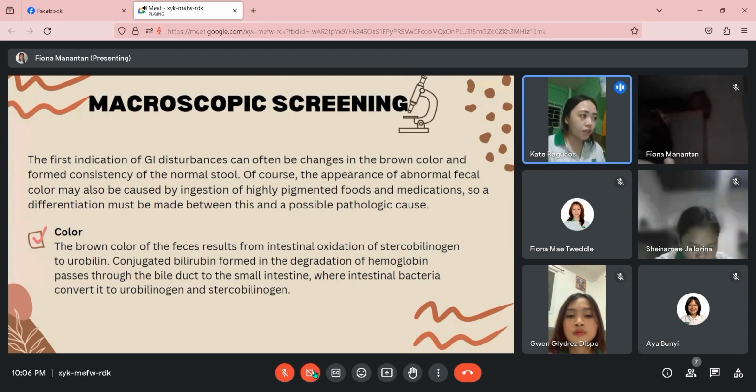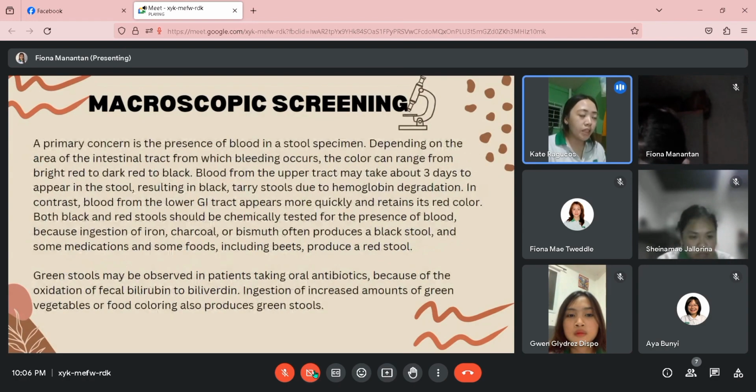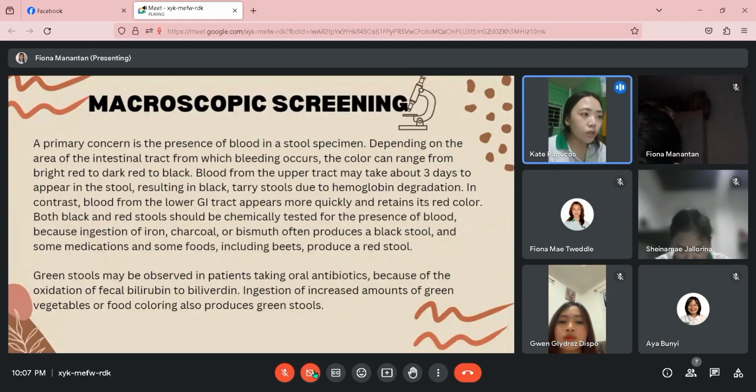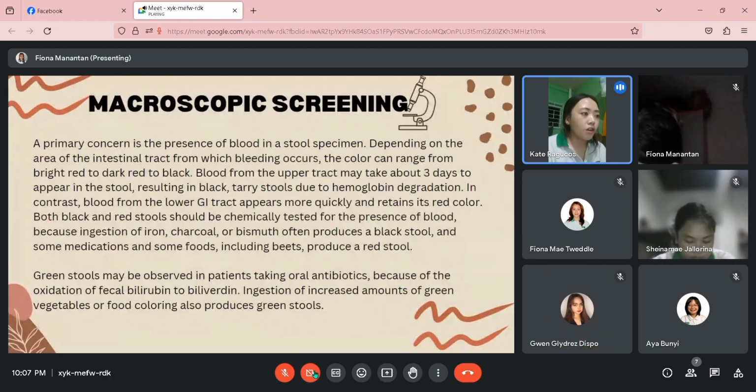A primary concern is the presence of blood in a stool specimen. Depending on the area of the intestinal tract from which the bleeding occurs, the color can range from bright red to dark red to black. Blood from the upper tract may take about 3 days to appear in the stool, resulting in black tarry stools due to hemoglobin degradation. In contrast, blood from the lower GI tract appears more quickly and retains its red color.